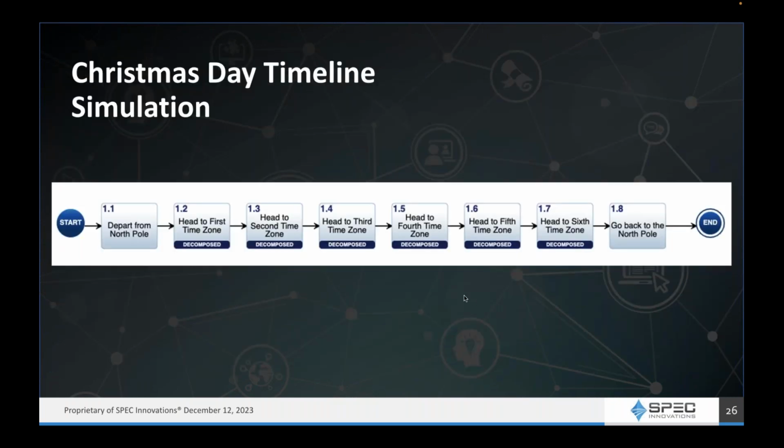For the Christmas Day timeline simulation, we have this slide over here. The Christmas Day action diagram shows the amount of time it takes for Santa to deliver the gifts across the world. The action nodes can be decomposed into second and third level action nodes, all of which will be accounted for in the simulation. The goal of the simulation then is to calculate the total time it takes for Santa to depart from the North Pole, travel through all of the different time zones, and then head back to the North Pole, all of which should be under 24 hours.